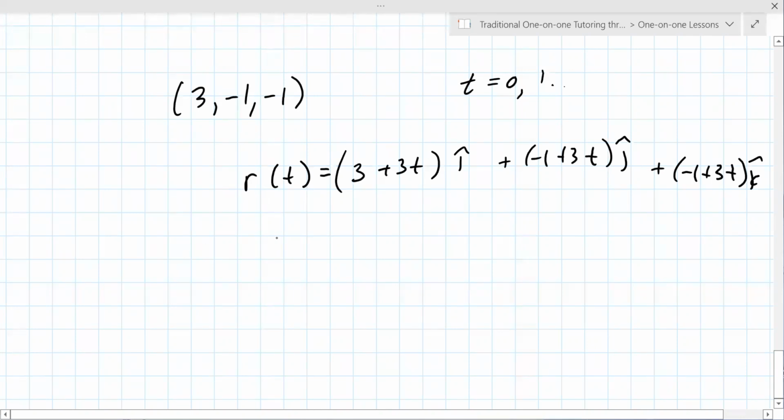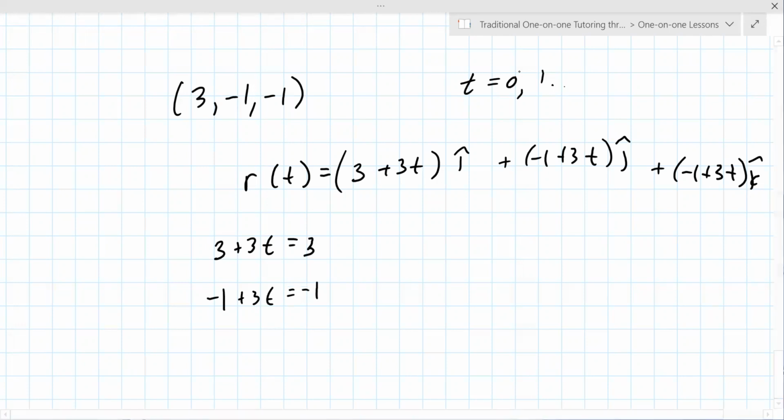You can go 3 plus 3t equals 3. I'm getting that from this coordinate right here. Minus 1 plus 3t equals minus 1, and so on. But generally it's kind of obvious when you try a number and you get it and you're like, okay, we got it. Right. All right, so that's the first thing. So when t is 0, which is what this ends up being, your r of t becomes the following. Your r of t, I'm sorry, no.